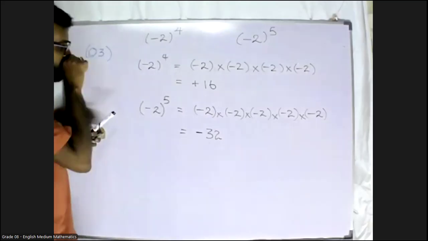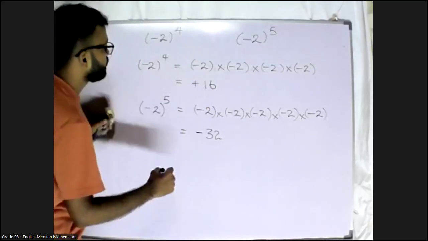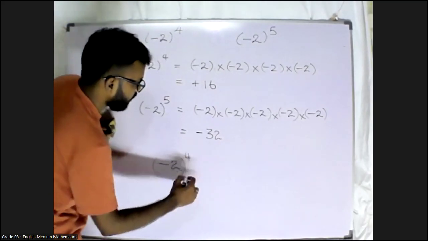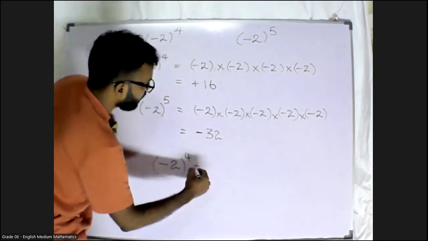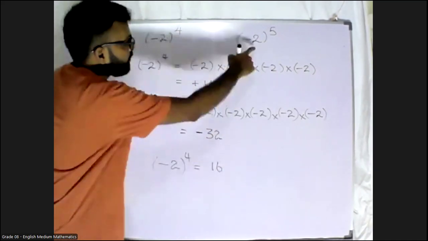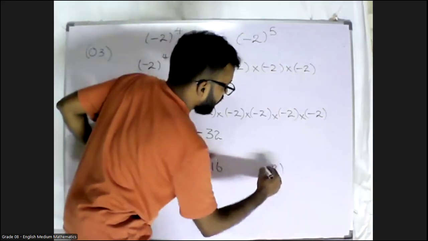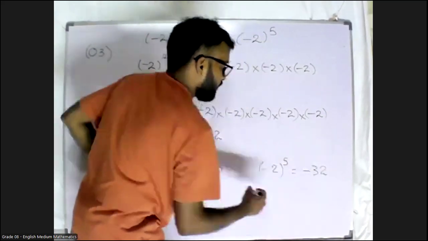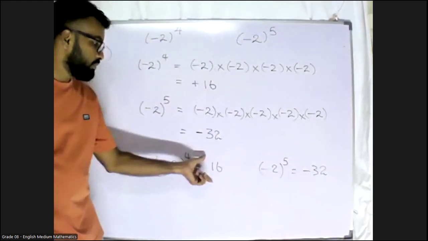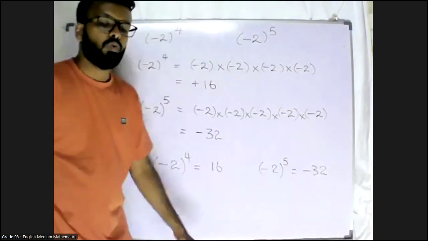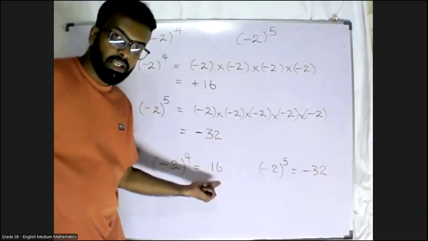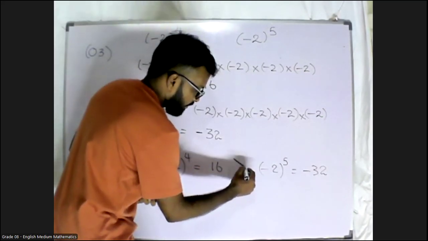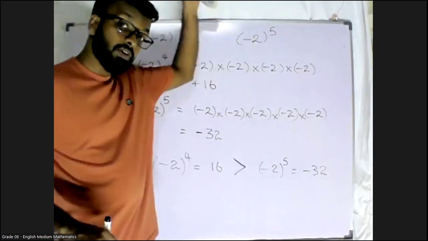So, what can you tell about 16 and 32 now? That means negative 2 to the power 4 equals positive 16, and negative 2 to the power 5 equals negative 32. So, what would be the biggest number, positive 16 or negative 32? Positive 16 is the biggest number. So same answer like I previously did.